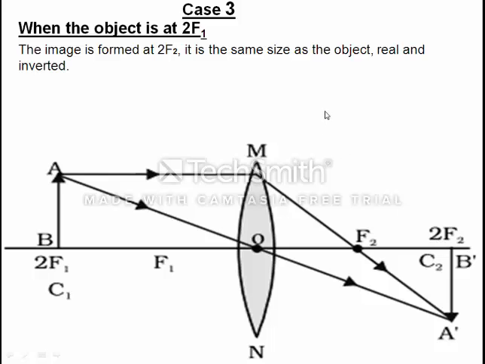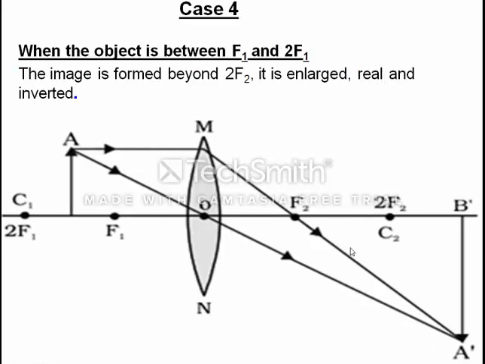So we have got three things: position, nature and size. Position, the image is forming at 2f2. Nature, real and inverted. And size, same size. So this was the third case of our convex lens. And we are seeing that whatever we got here, we got the same in the concave mirror. The position and nature are the same, but the only difference is in the lens, the real image is formed on the right hand side, and in the mirror the real image was forming on the left hand side.